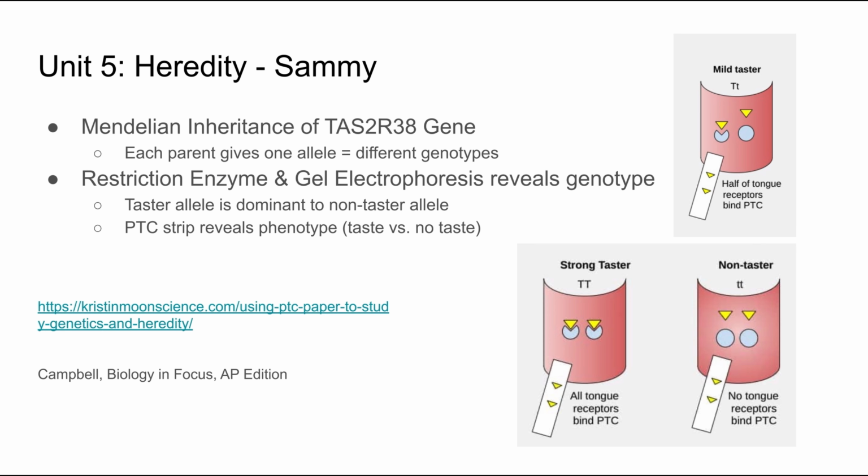After revealing each of our phenotypes by using the PTC taste strips, analyzing restriction enzymes, and running gel electrophoresis can reveal our genotypes based on the different DNA banding patterns that are produced. The relationship between dominant and recessive alleles, as well as Mendelian patterns of inheritance, are strong Unit 5 topics demonstrated in this lab.